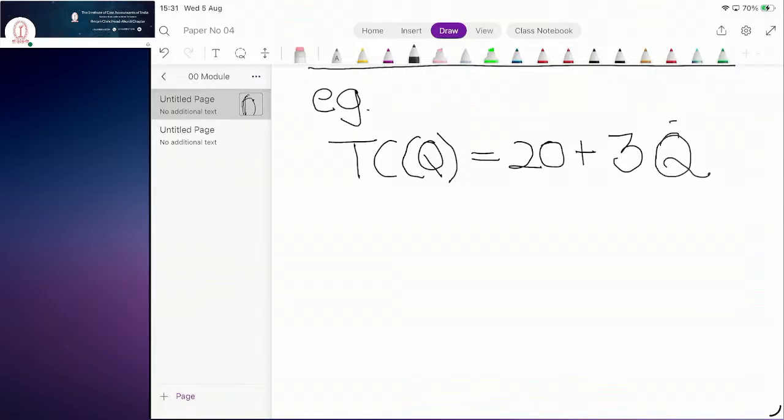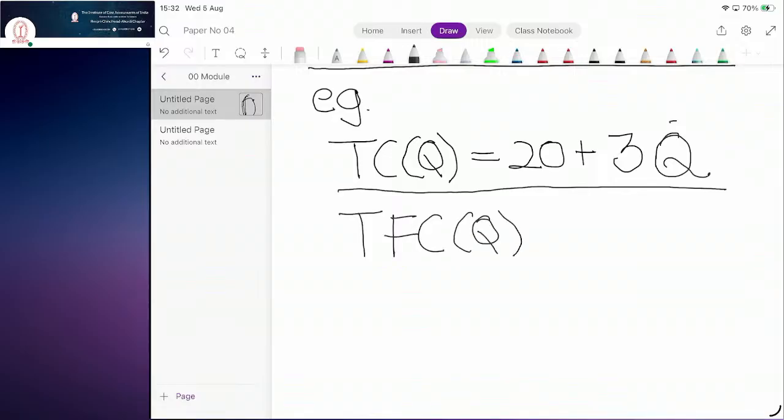Okay, this is a mathematical equation. This equation is representing the total cost. TC is given by the equation 20 plus 3Q. Now, we want to learn how to calculate what is the total fixed cost and what is the total variable cost function here. We want to write now what is the TFC and what is the TVC.